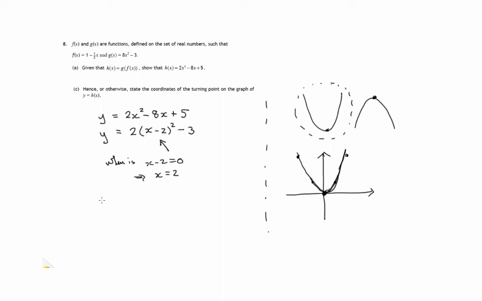So if I make x have a value of 2, inside the squared term I get a 0. 0 squared is 0. We get twice 0 minus 3, which is just minus 3. So I know that this graph comes to a minimum value of negative 3 when x is 2. So that's got me my minimum turning point. It's 2, negative 3.